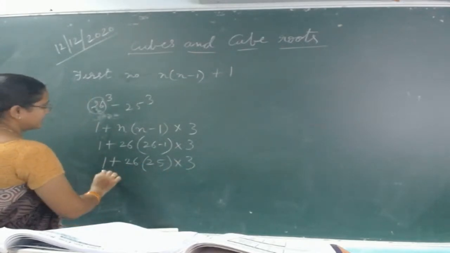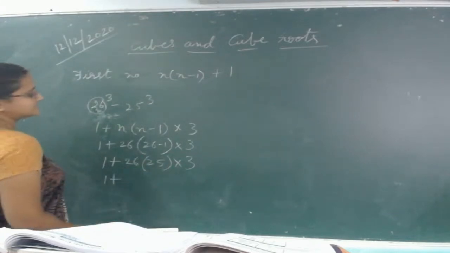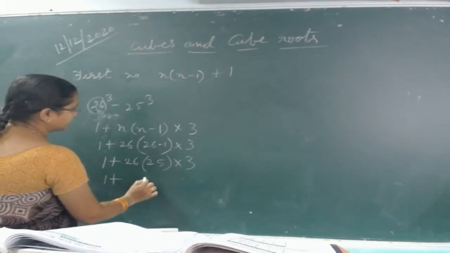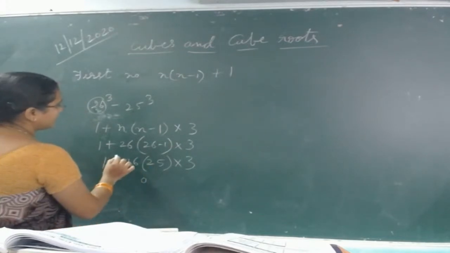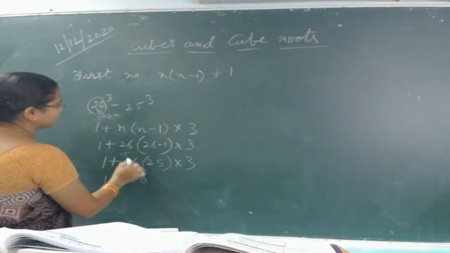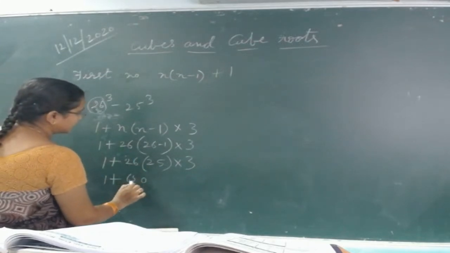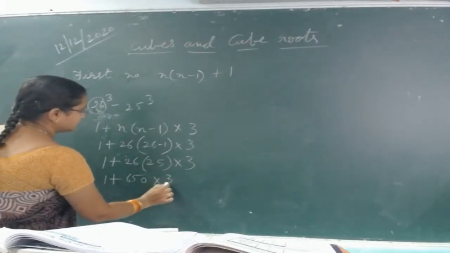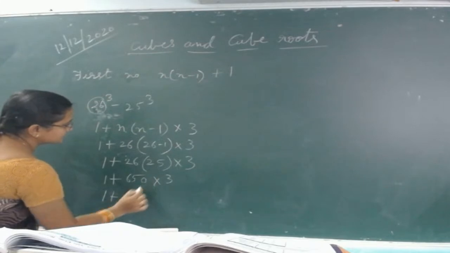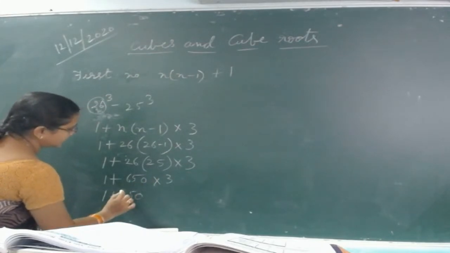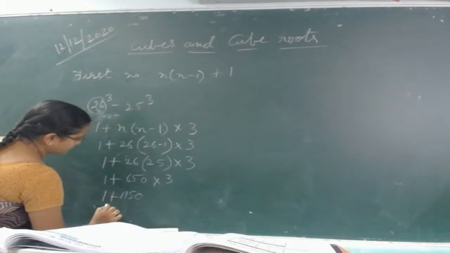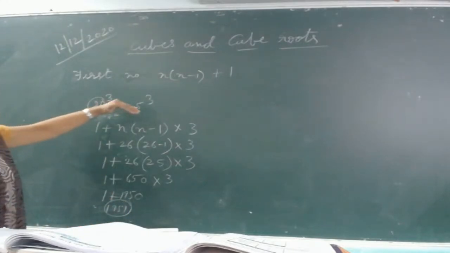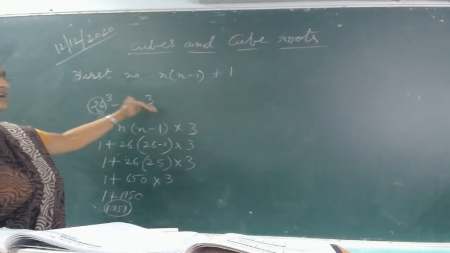Enough? See, 1 plus 26 into 25: 25 sixes are 150, 25 twos are 50, 50 plus 15 is 65, so 650, into 3. So 1 plus 1950 is equal to 1951. That is the difference between 26 cube and 25 cube.